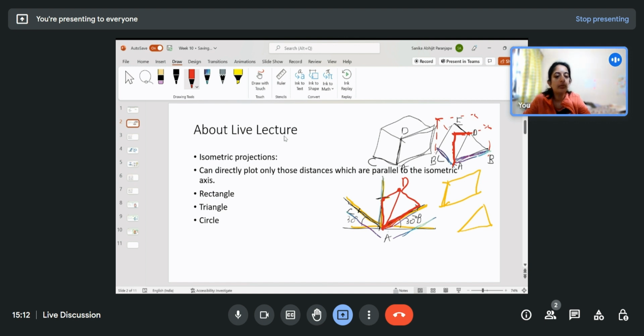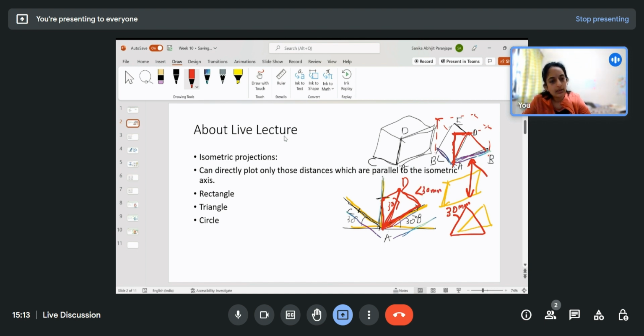If you try to measure the length, this AD distance will not be equal to the actual AD distance. If we see from here and draw a front view of this one, it will look like this. Let's say you are given that this length is maybe 30 mm. But when you are drawing the isometric, you cannot get this length as 30 mm. This will be greater than 30 mm, and similarly DB will come less than 30 mm.